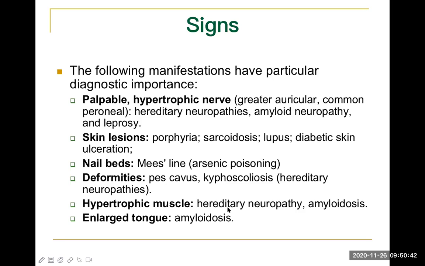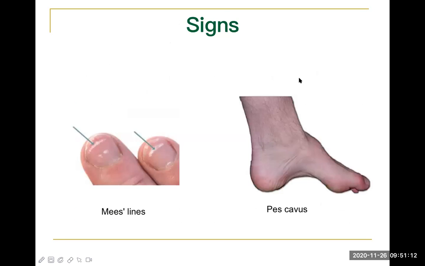Hypertrophic muscles can be seen in hereditary neuropathy. More commonly, atrophy of the muscle is seen, but in some hereditary neuropathy, even hypertrophy of the muscle can occur. And in amyloidosis, quite naturally, because there is an infiltration of amyloid-like substance there, the muscle will look bigger. And enlargement of the tongue is seen in amyloidosis. So these are some of the signs which will help us in the diagnosis of the cause of peripheral neuropathy. Now see here, please focus on the slide.